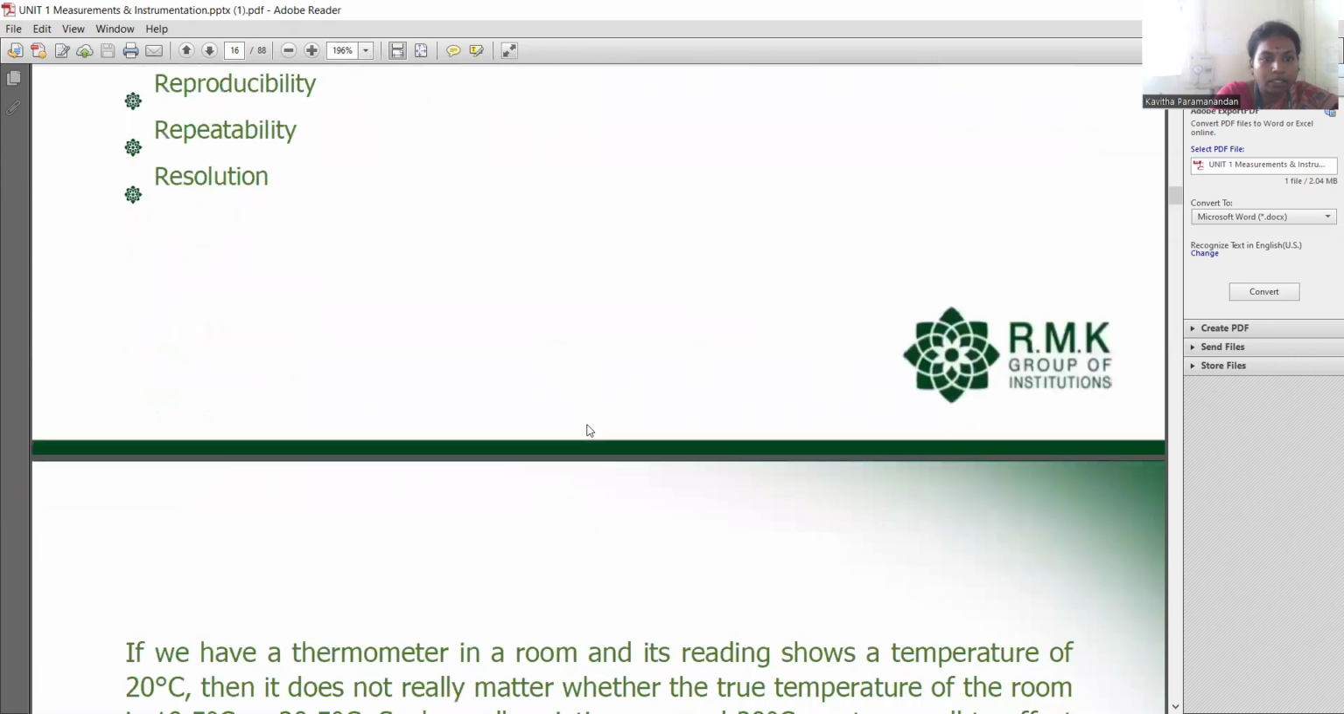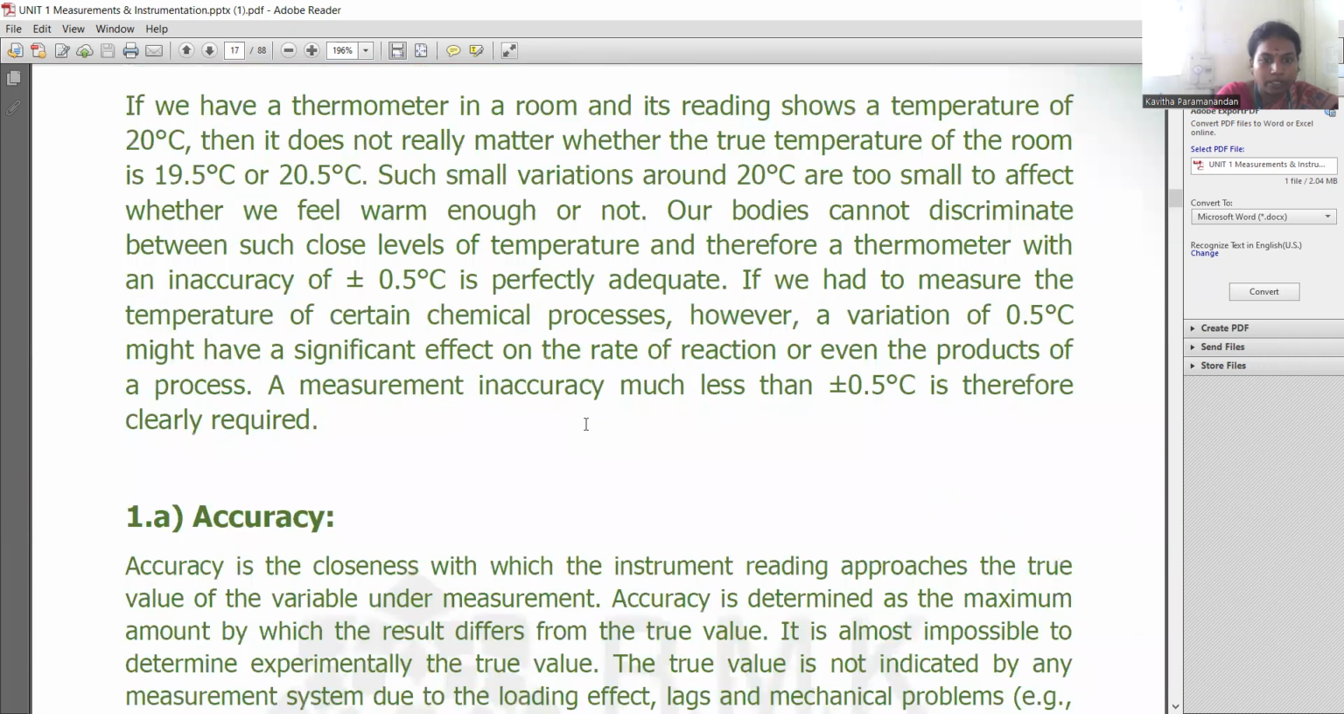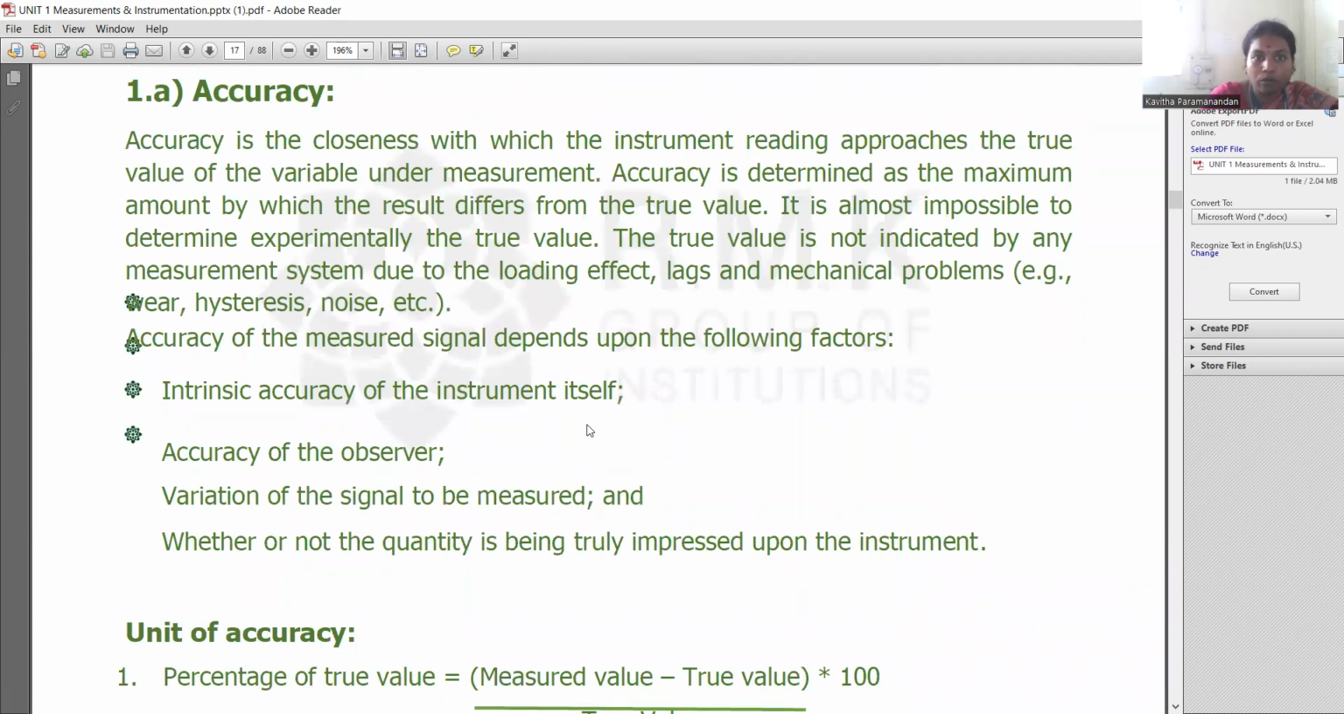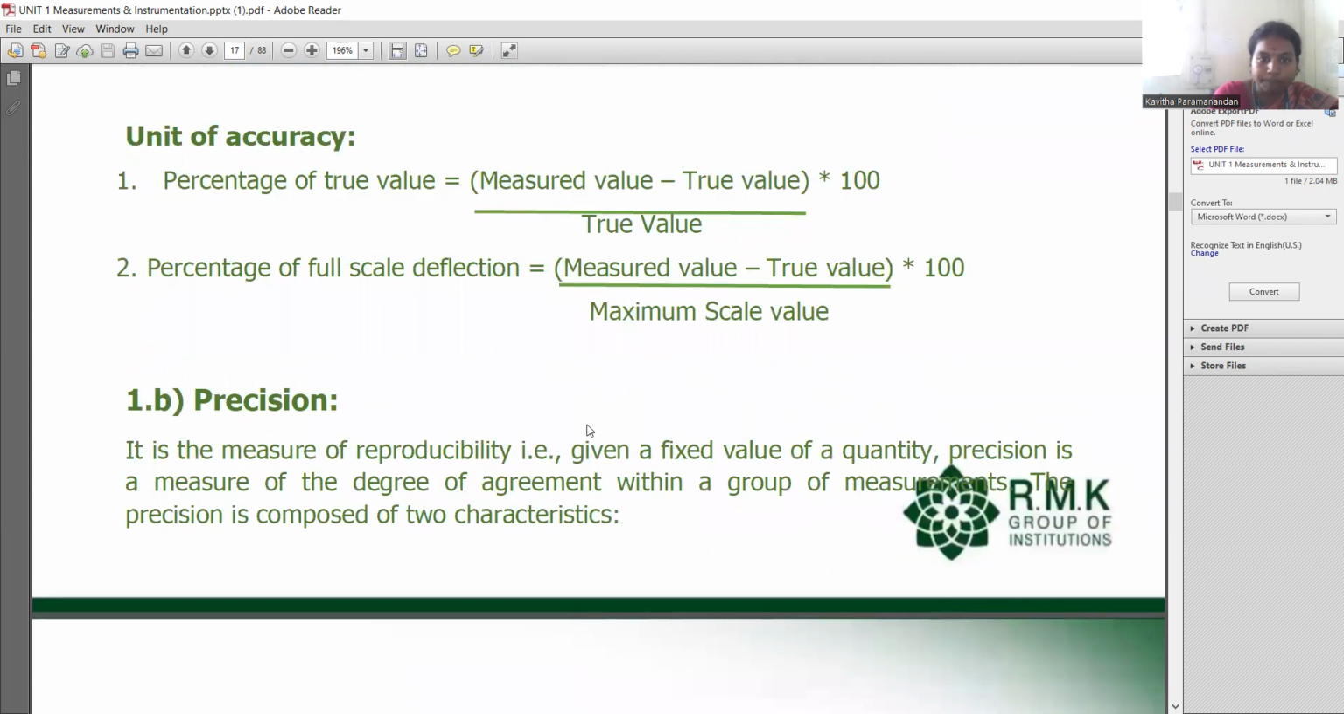The first characteristic under the static characteristics is accuracy. In case of any measuring instrument, the most important quality should be how accurately it measures the actual value. The actual value and the measured value should be in very close proximity. The difference between these two should be at a very minimum value so that the instrument can be used very effectively and the values taken by the instrument are the most accurate ones.